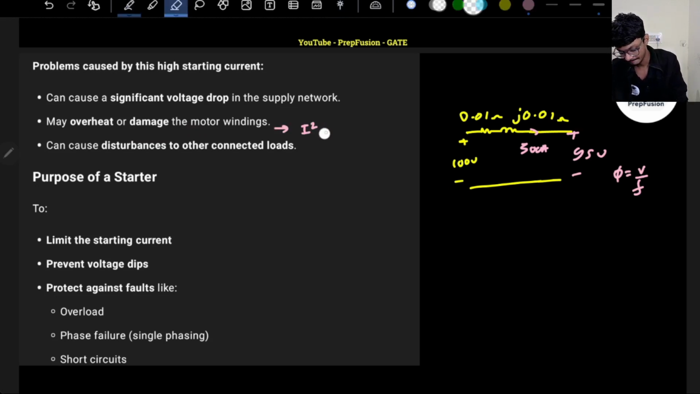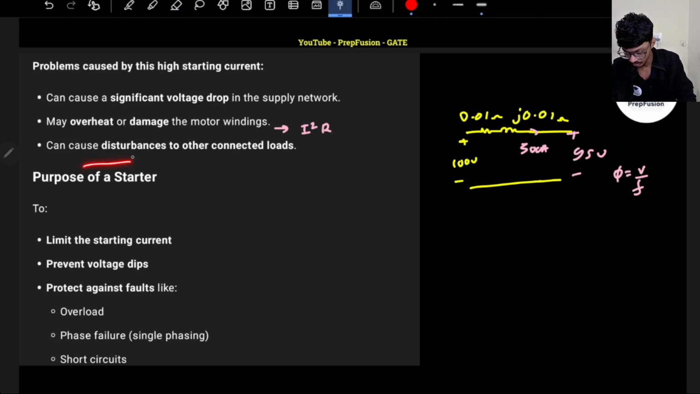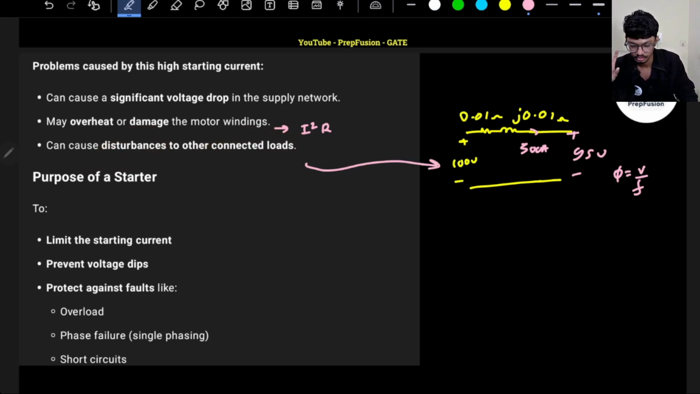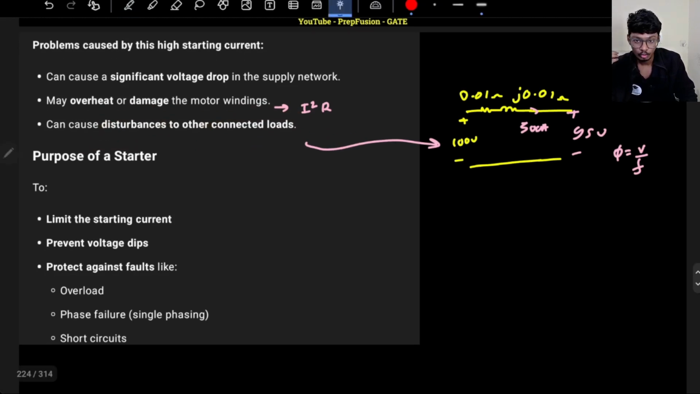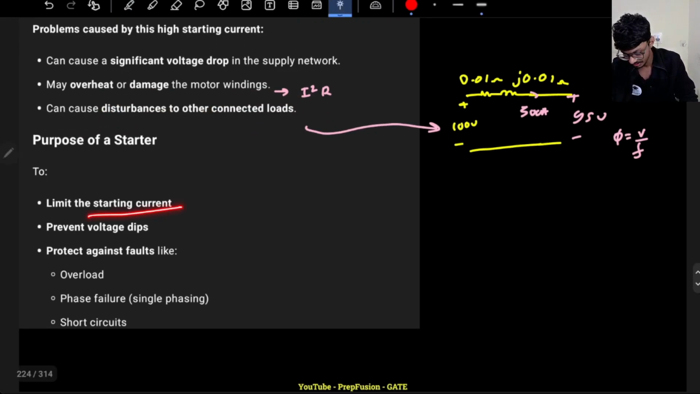I squared R can cause disturbances to other connected loads. Same, due to this reason only. Whatever we discussed, due to this reason, because voltage will get dropped and it can disturb the other appliances that are connected. So the purpose of a starter is to limit the starting current, prevent these voltage dips, and provide protection against faults.